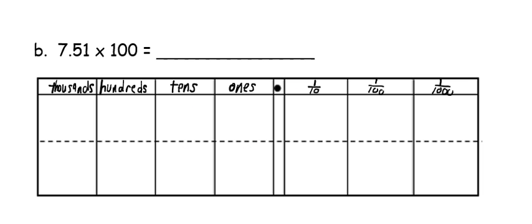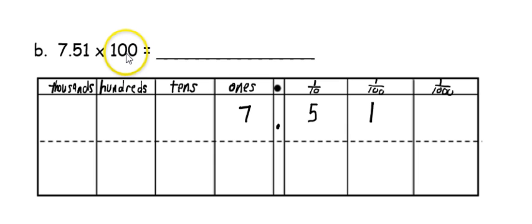Let's look at another example. Here I have 7 and 51/100 times 100. Start with the same process. I'm going to insert my first factor into the place value chart. So I have 7 ones, 5 tenths, 1 hundredth, include my decimal point.